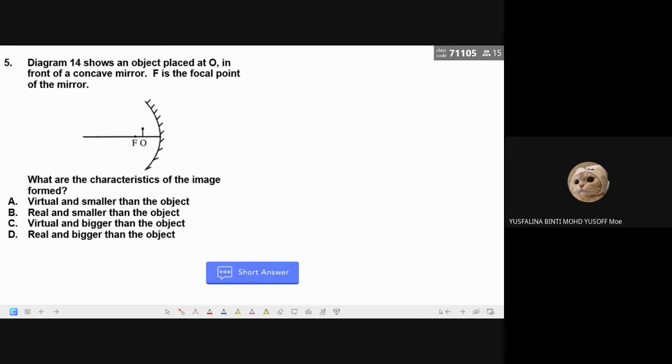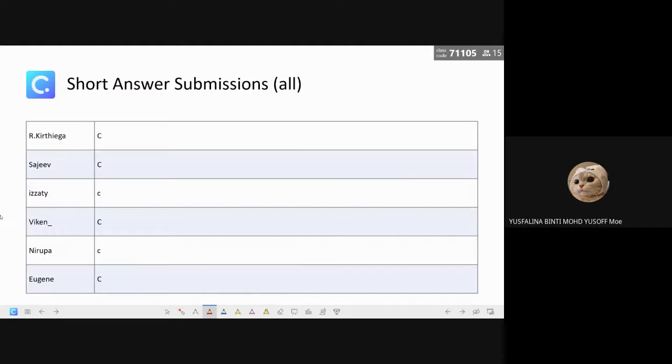Okay, so U is smaller than F, virtual and bigger than the object. This one goes here, right? And then this one, C, will pass through the F, right? So it will form here. So virtual and bigger. Number 5 is C.